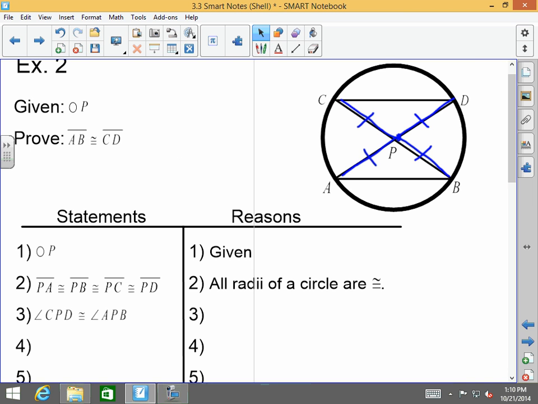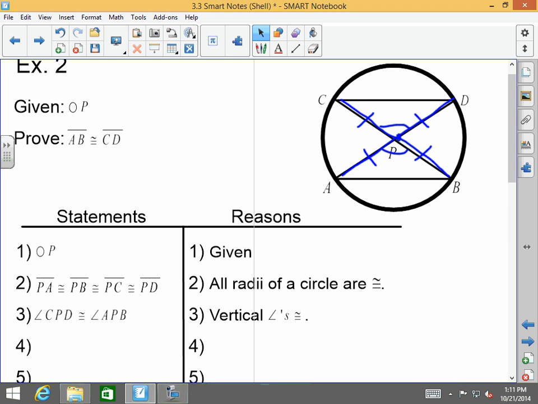Don't we know now, my brothers, that angle CPD is congruent to angle APB? Because of, not addition, vertical angles are congruent. Addition property, come on, man. Just put vertical angles are congruent. You could put vertical angle theorem if you so choose, or vertical angles are congruent.